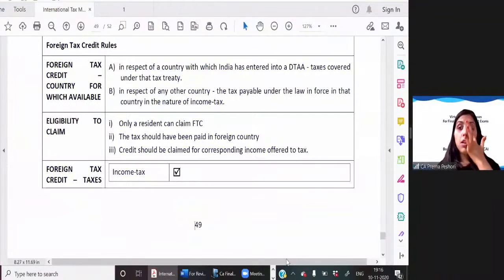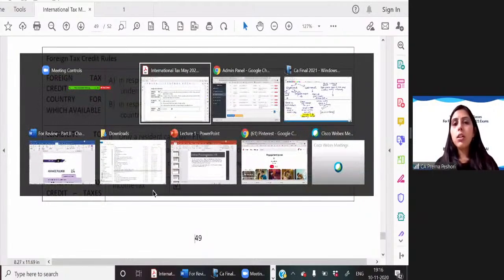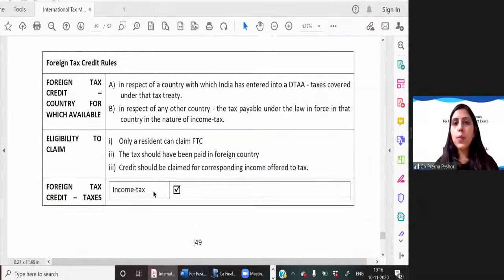So how is credit to be computed? Rule 128 talks about computing the credit. So, foreign tax credit: for which countries is it available? It will be available with countries with which India does not have a DTAA as well as those with which India has a DTAA. Clear? It will be available in respect of both, because India grants unilateral relief as well as bilateral relief.